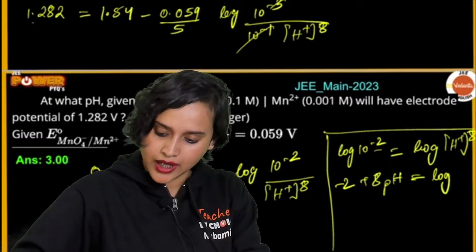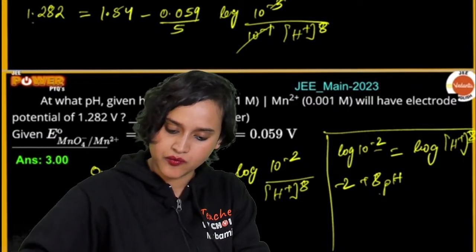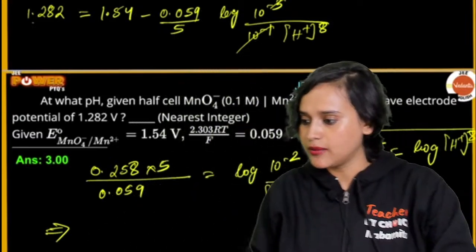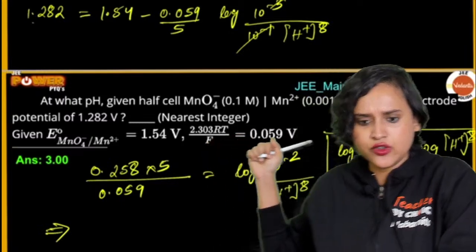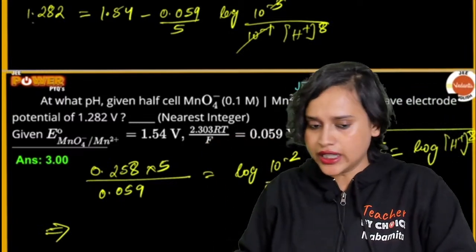Minus 2 and plus 8, pH. Yeah, that's it. Now, coming back to it. Somebody said 0.742. Where are you getting 0.742? I don't think so. No, calculate it again.